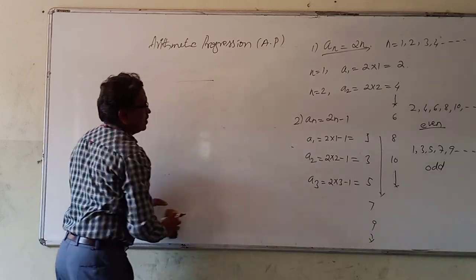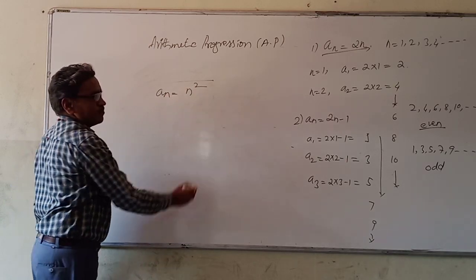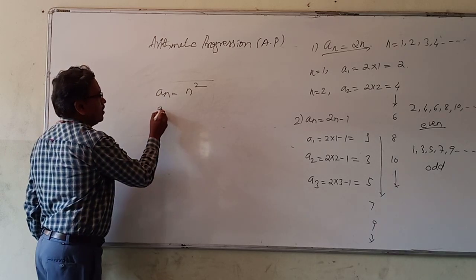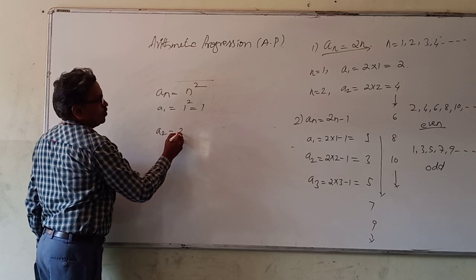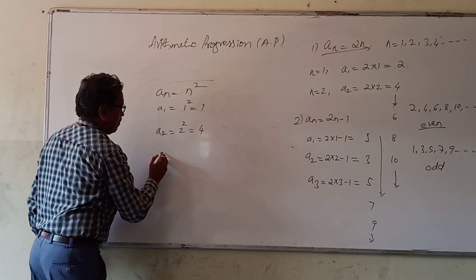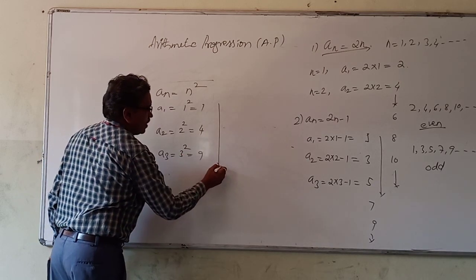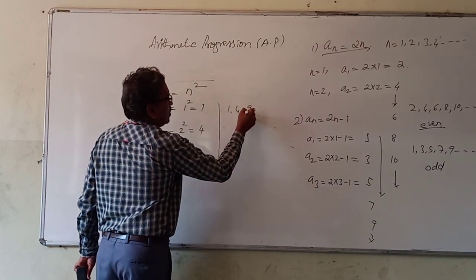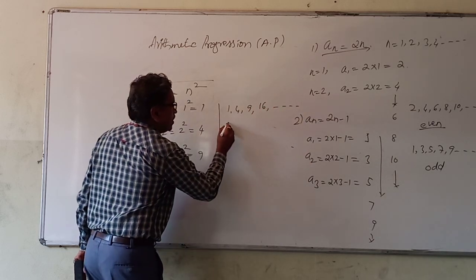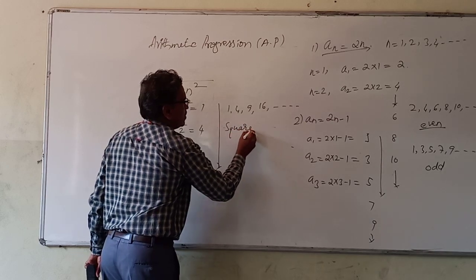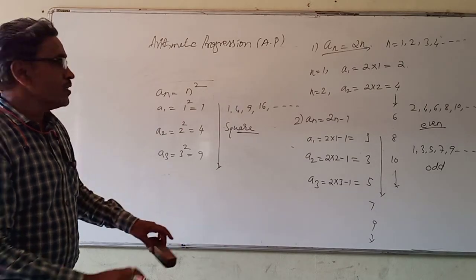Similarly, we can consider the nth term of the sequence, an is equal to n square. Here also a1 is equal to 1 square, which is 1. a2 is equal to 2 square, which is 4. a3 is equal to 3 square, which is 9. What can you tell here? 1, 4, 9, 16 and so on is a sequence of square numbers. So these are the definition and some examples for sequence.